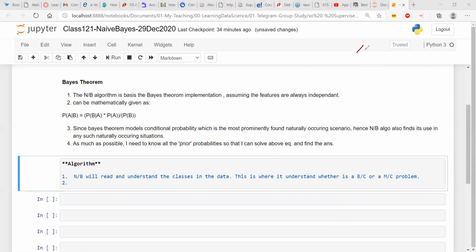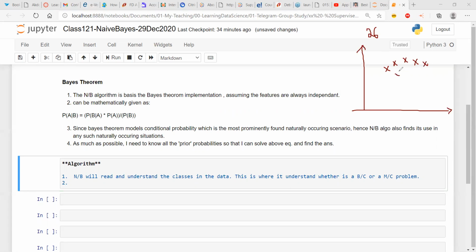Let's say I have two classes of data, just for the sake of simplicity. I have a total of 26 points in my data. One of the classes is this, let's say class 1, and it has more values.